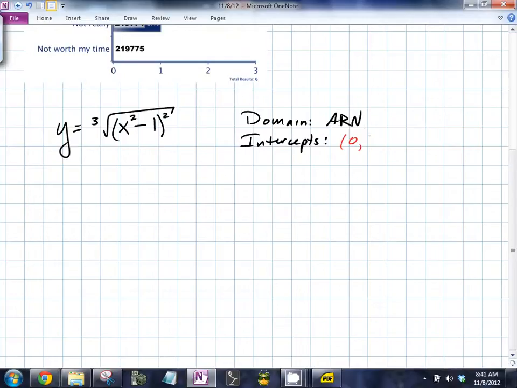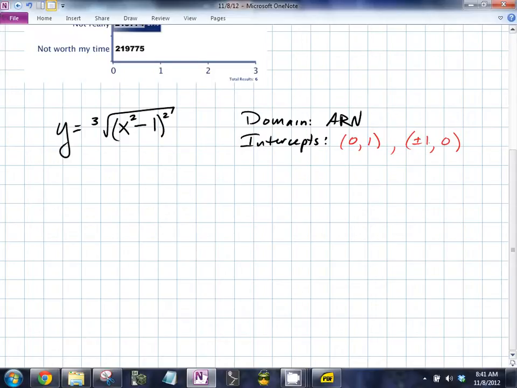It's 1, right? And then there's this cross, so 0, 1. Now, is this possible right here? What happens when y is 0? The output is 0. What can you plug in to make that happen? 1 and negative 1. So we have intercepts. That's great. Nice. So you want to go after what next?